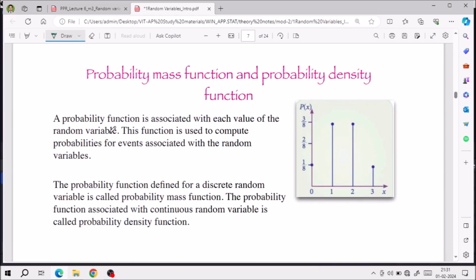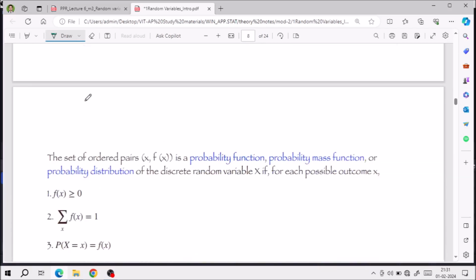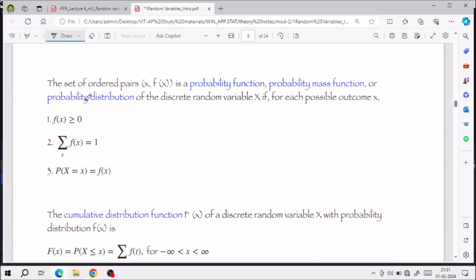Now see, these are probability mass function and probability density function. When we consider the probability mass function, this is nothing but the discrete case. And the probability density function, when you are saying it, it is the continuous case.